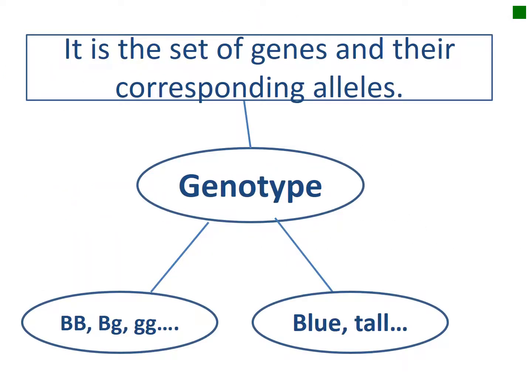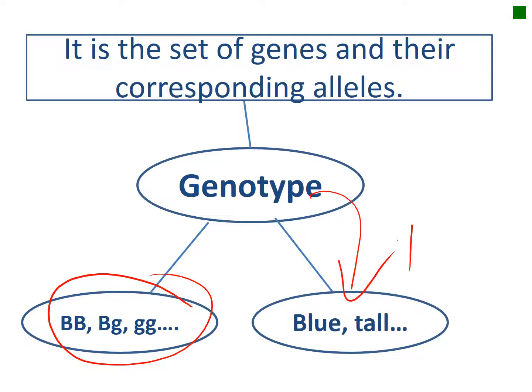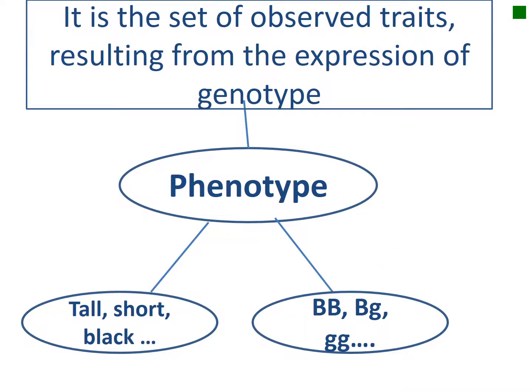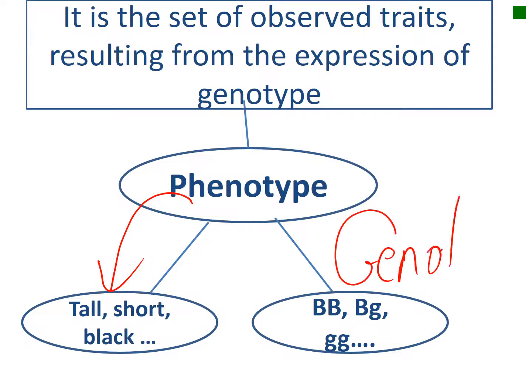Here, a phrase model for genotype. Genotype is the set of genes and their corresponding alleles. For example, BB, BG, GG: this is genotype. A non-example, blue or tall, is phenotype and not genotype. Phenotype is the set of observed traits resulting from the expression of the genotype. Phenotype: tall, short, small, black, blonde, hazel, green, and so on. While this is the genotype, this is a non-example of phenotype.